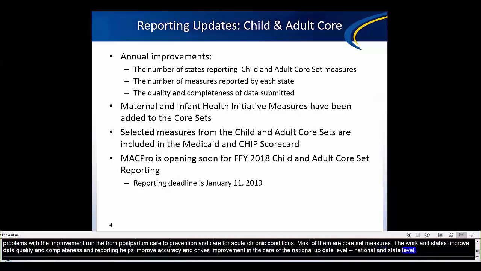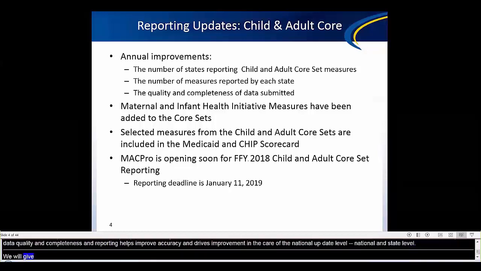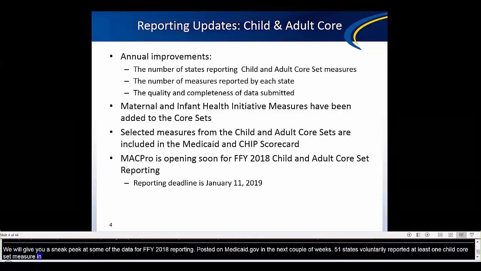So we're going to give you a sneak peek at some of the data for FFY 2017 reporting, which will be posted on Medicaid.gov in the next couple of weeks. 51 states voluntarily reported at least one child core set measure in FFY 2017, with 45 of those states reporting at least half, or 13 of the measures. The median number of measures reported by states was 18 this past year, which is consistent with FFY 16 and an increase from FFY 15. In addition, 21 states reported more child core set measures for FFY 17 than FFY 16.